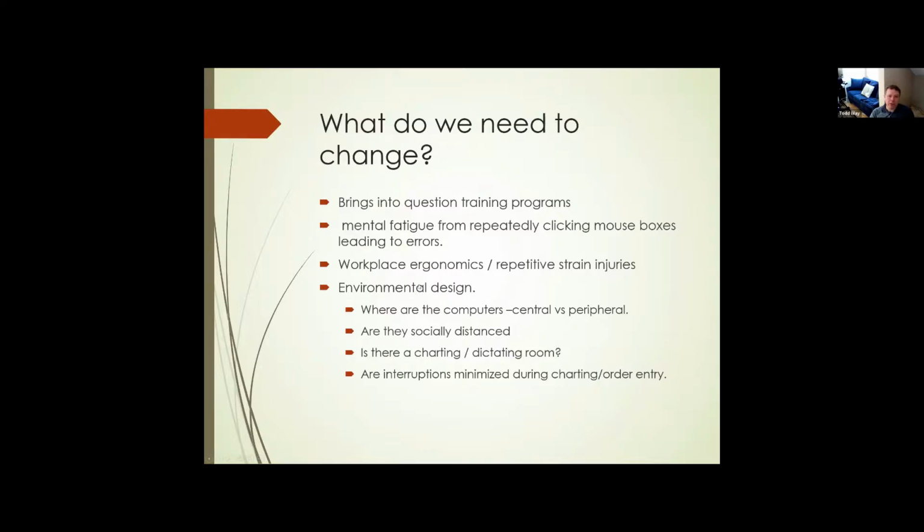But your environmental design, I think, is important. And, you know, where are the computers? Are they central in the department versus peripherally? Are they in the rooms? Unfortunately, now we have to ask the question, are they socially distanced? Is there a particular place? If you go to a dictation type system, do we have a place to do that? And then last, are we minimizing our interruptions?